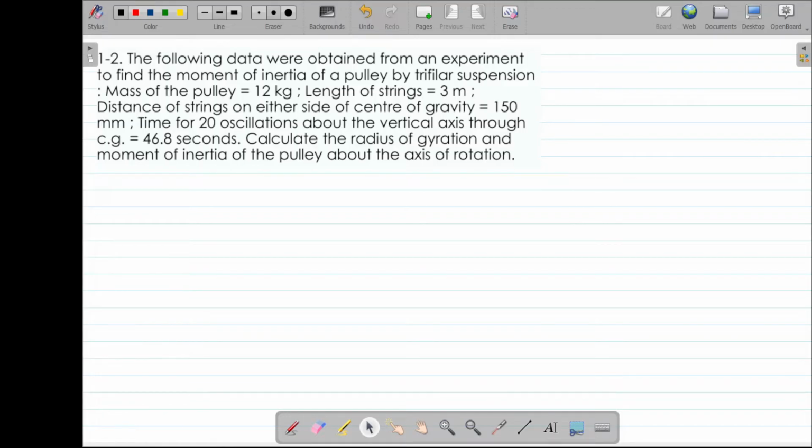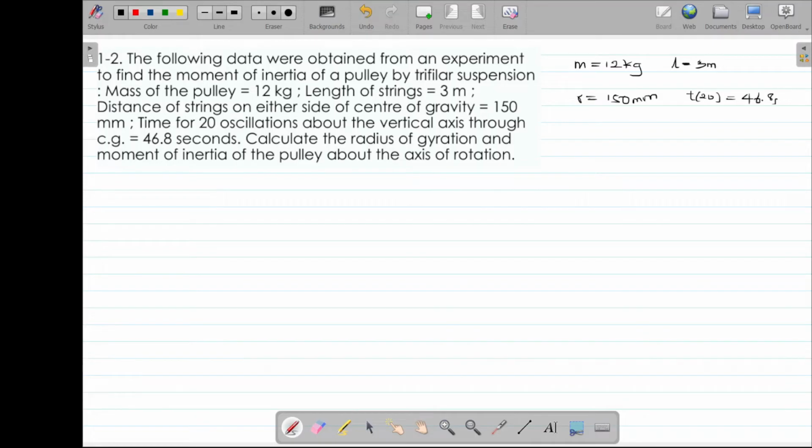Certain data was obtained from an experiment to find the moment of inertia for a pulley by trifilar suspension. So we are looking for the moment of inertia of a pulley. The mass of the pulley is 12 kilogram. The length of the trifilar strings is 3 meters. The distance of strings on either side of center of gravity, R, is 150 mm. The time for 20 oscillations is 46.8 seconds. Calculate the radius of gyration and the moment of inertia of the pulley about the axis of rotation.